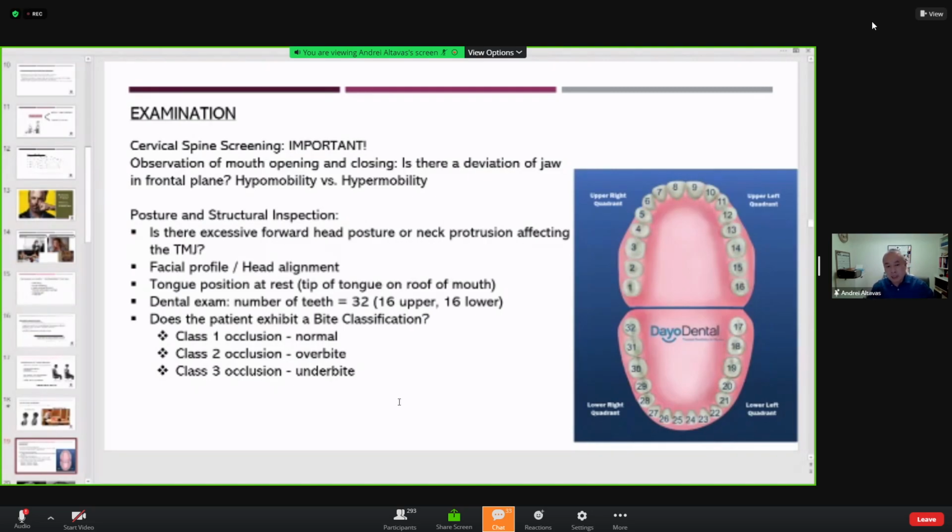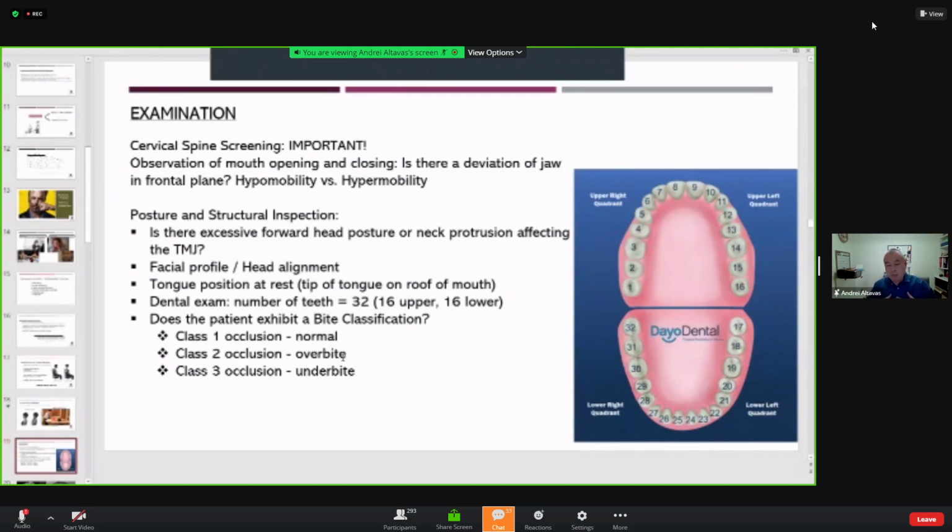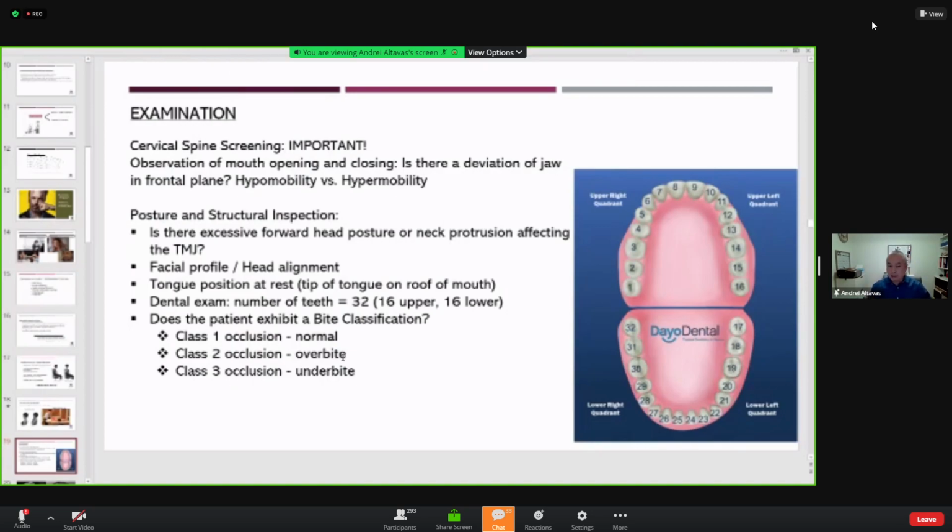Okay, so dental exam, again, not probably part of our practice, but we need to find out if they have any missing teeth. A full set of teeth is 32, 16 upper and 16 lower, so you want to ask those patients if they're missing any tooth. Does the patient also exhibit a bite classification? A bite classification would be a structural observation. Class 1 occlusion is normal. Class 2 occlusion is an overbite. And class 3 occlusion is an underbite.